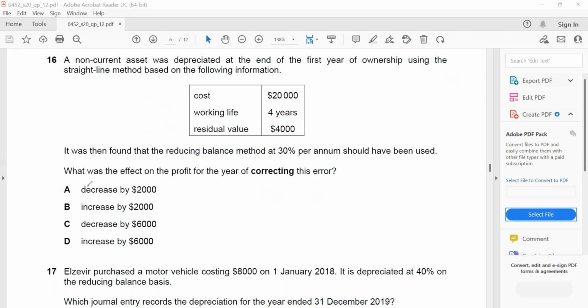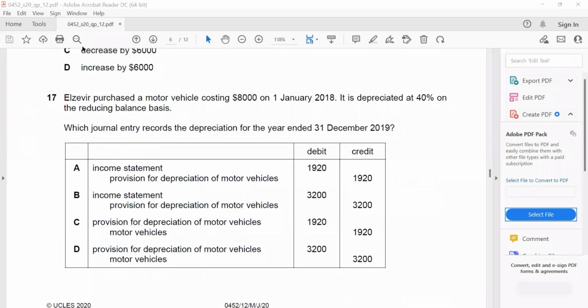Okay. Question 17. A business purchased a motor vehicle costing 8,000 on 1st January and depreciates it at 40% reducing balance. So this is the first year, this is the second year. The financial year ends 31st December, so the first year is 2018, the second year is 2019. Which journal entry is recorded for the year ended?